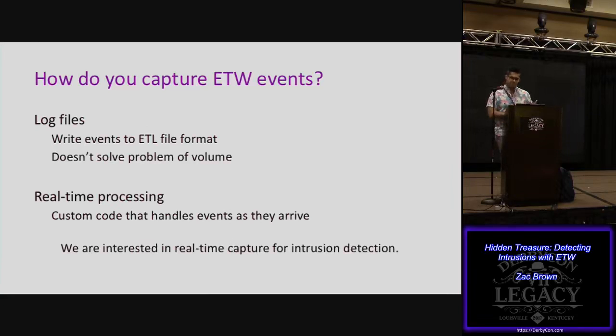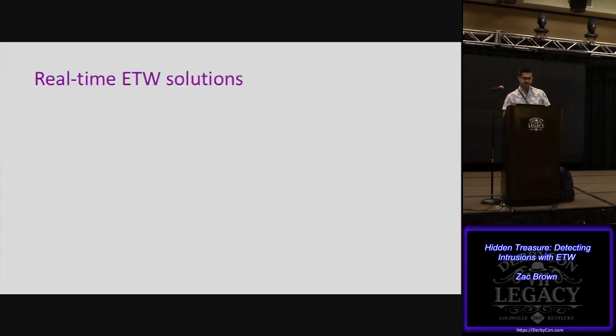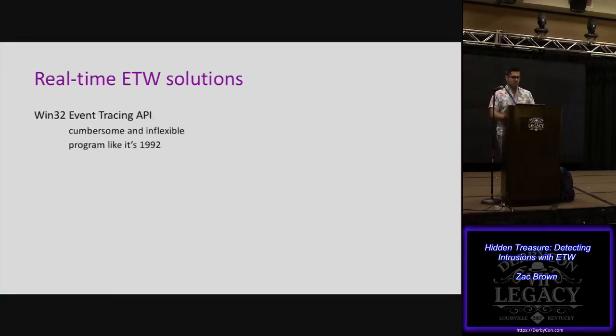And in my opinion, at least for real-time capture, when we're talking about an agent-based solution, the only tenable solution is to call it with the custom event handler. So let's look at a couple of solutions for real-time ETW, starting with the Win32 Event Tracing API. It's cumbersome and inflexible, written in 1992, programmed like it's 1992. And unfortunately, it's rough. If you've ever written Win32, you'll know what I mean.